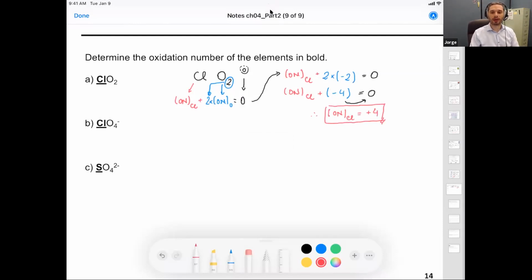The 4 plus means that chlorine, when combined with oxygen in this compound, lost 4 electrons and oxygen gained 4. Okay. Remember, there is always a battle for the electrons. Some elements like to keep the electrons closer, and some elements are not strong enough to keep them closer.